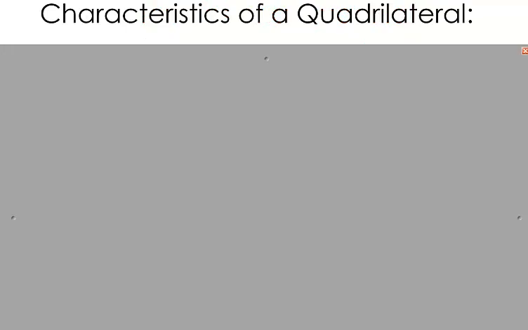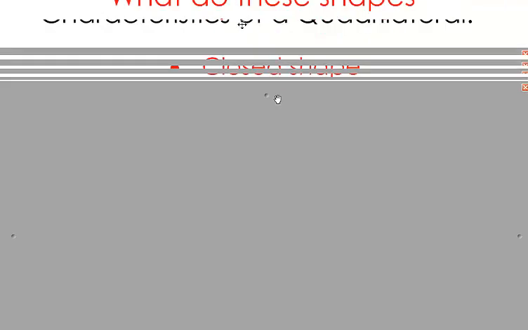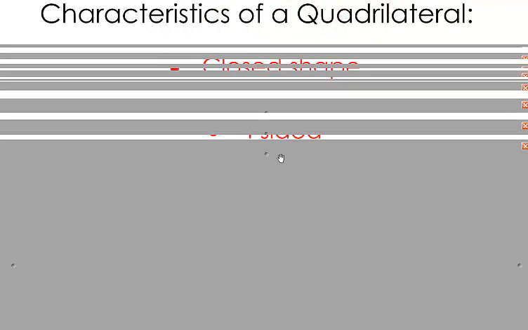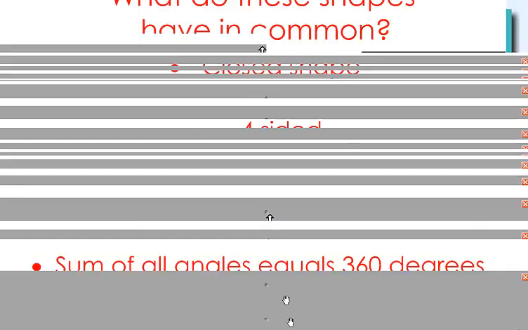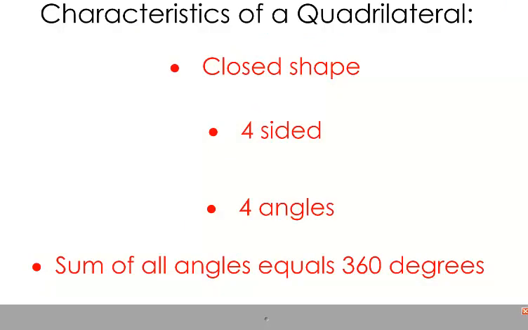Before we begin, let's talk about the characteristics of what makes it a quadrilateral. Please write these into your notes. First of all, a quadrilateral is a closed shape. It is 4-sided, has 4 angles, and the sum of all angles equals 360 degrees. That means when I add up all 4 of the angles, it has to equal 360 degrees.